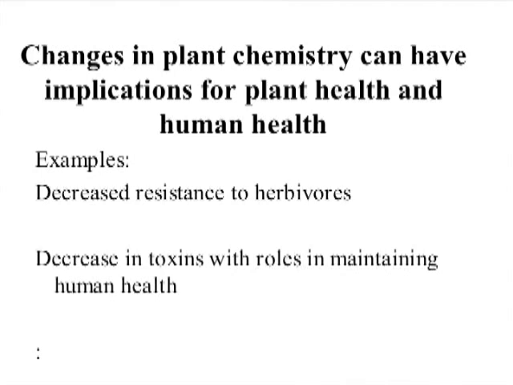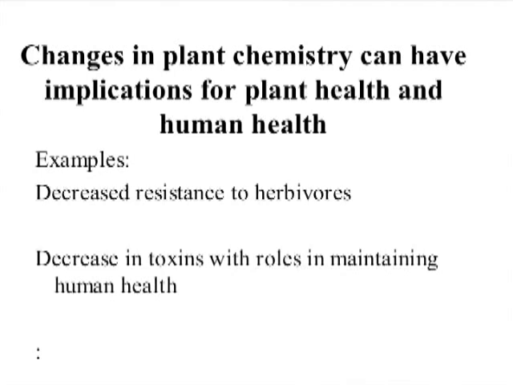What it means is that the plants can no longer defend themselves, so what we have to do is put on poisons ourselves, and that's what we call pesticides. So the more we reduce the natural defenses in plants, the more poisons we need to put on them in order for them to be able to survive.